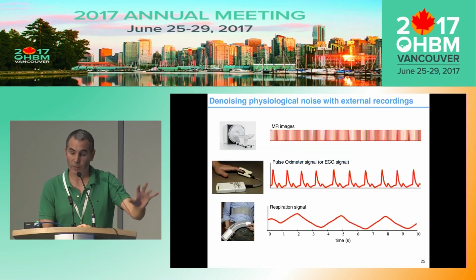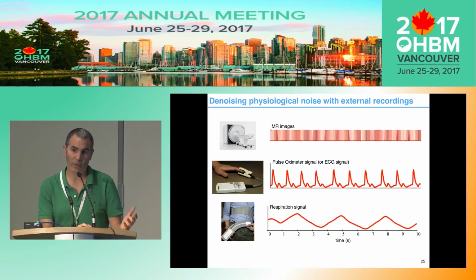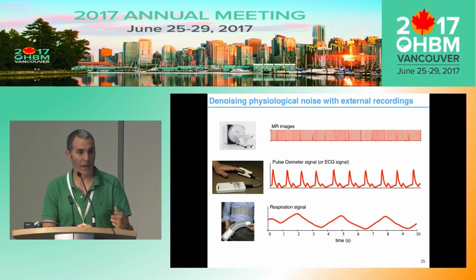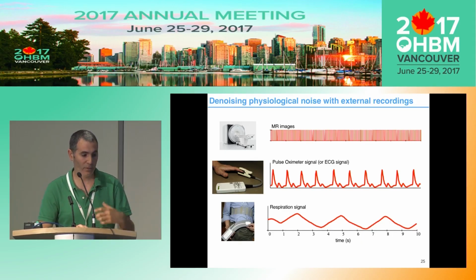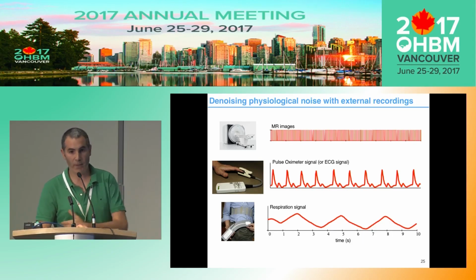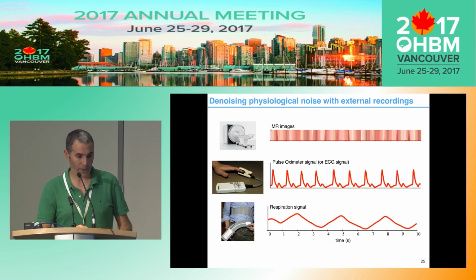But those methods are based on the fMRI signal itself. But it turns out that most of our scanners have physiological monitoring units, which allow us to record traces related to the cardiac pulse or the respiration of the subject during the acquisition. So for the cardiac pulse, you can record the pulse oximeter signal or the ECG signal, and for the respiration signal, you put a pneumatic belt around the abdomen or the thorax of the subject.